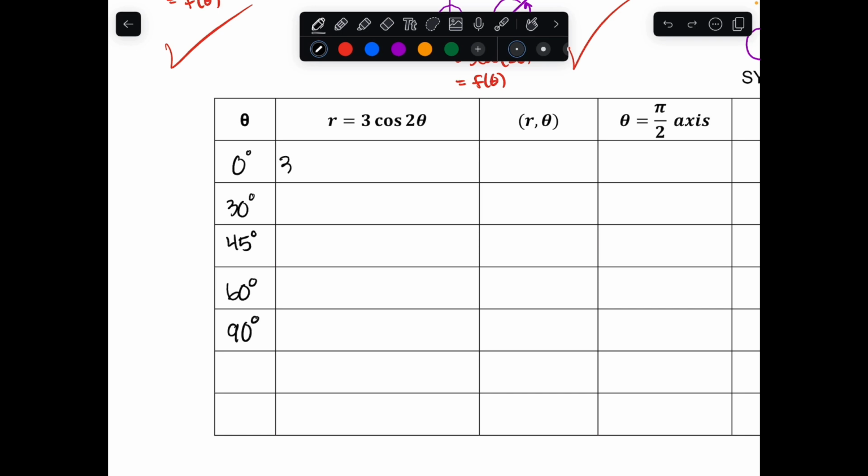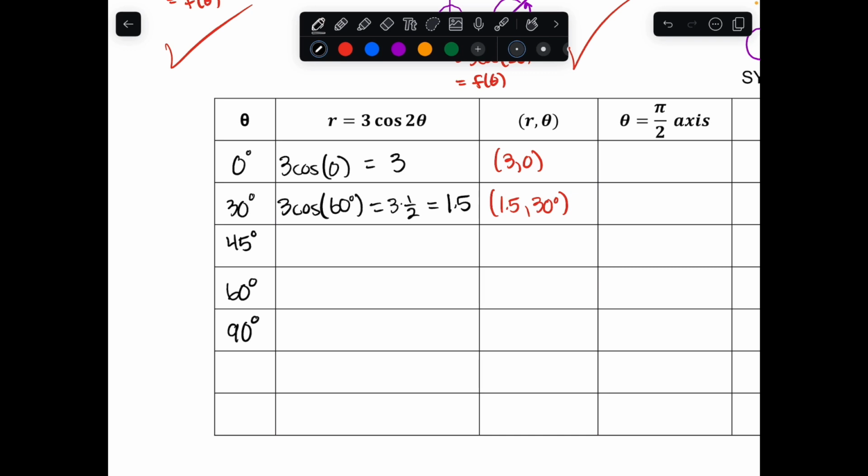So we have 3 times cosine of 2 times 0, which is just going to be 0. So cosine of 0 is equal to 1. So we have 3 times 1, which is going to be equal to 3. So we have the point 3, 0. At 30 degrees, we're going to have 3 cosine of 2 times 30 degrees. So that's going to be 60. Cosine of 60 degrees is 1/2. So we have 3 times 1/2, and that's going to be 1.5. So we have 1.5 at the angle 30 degrees.